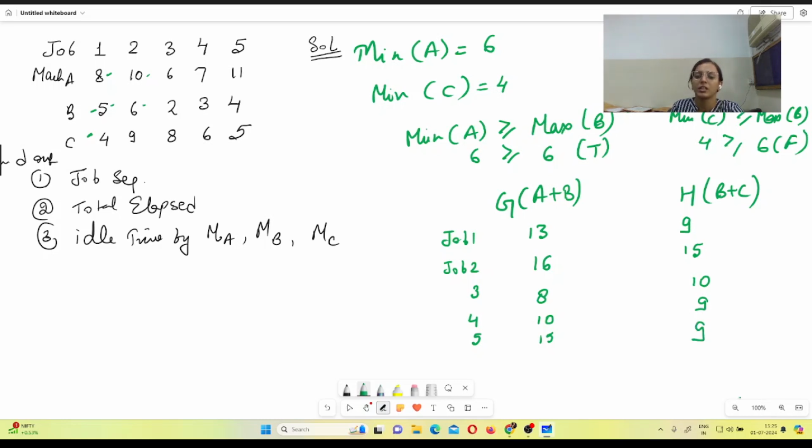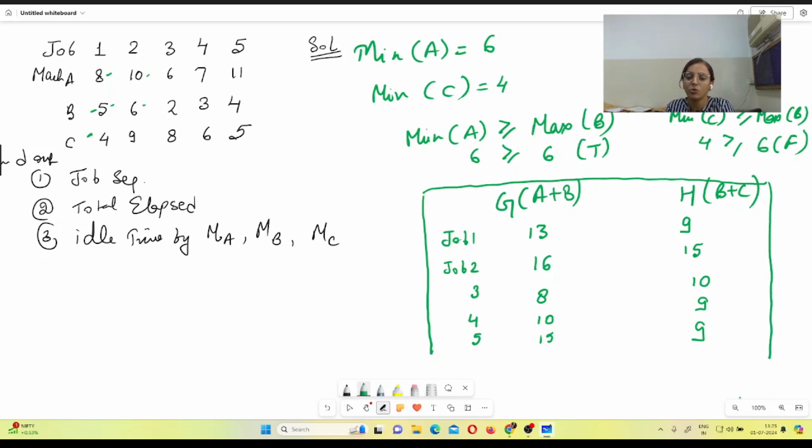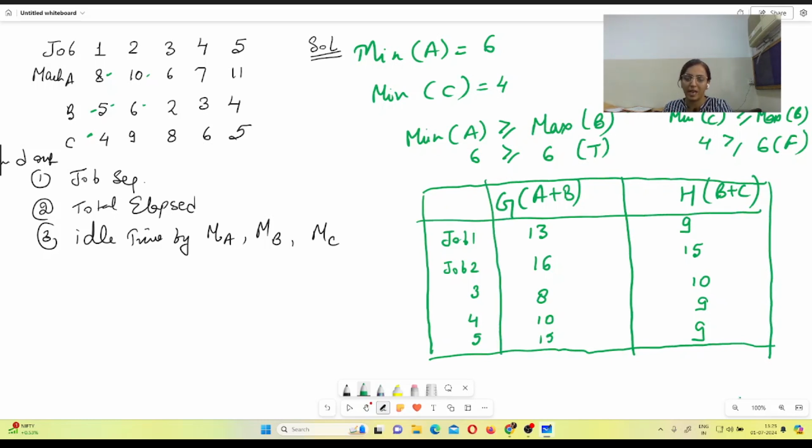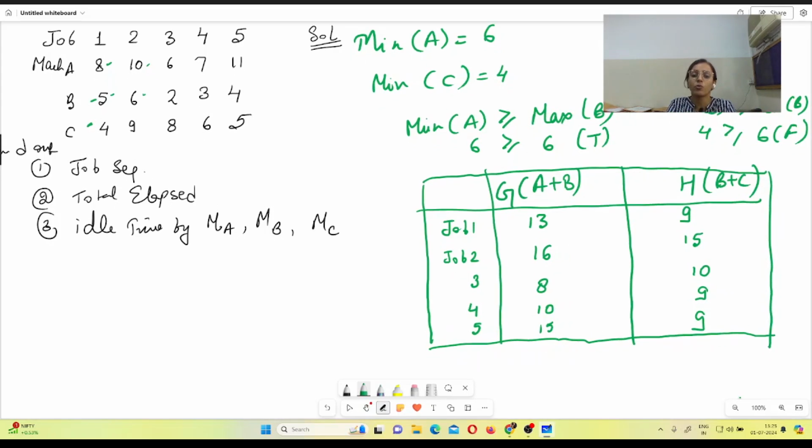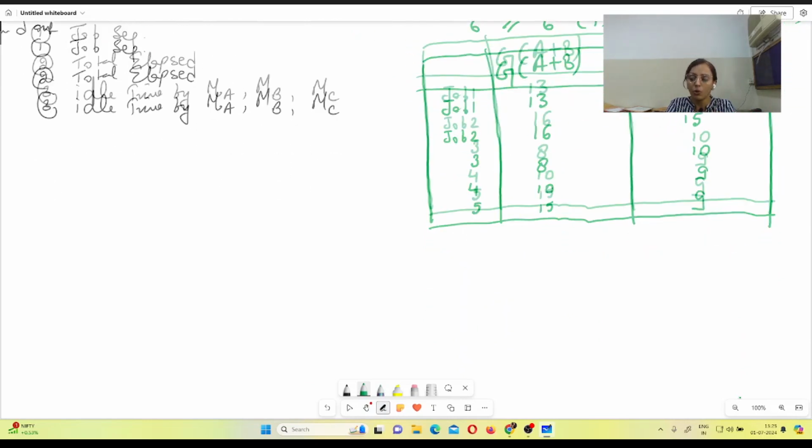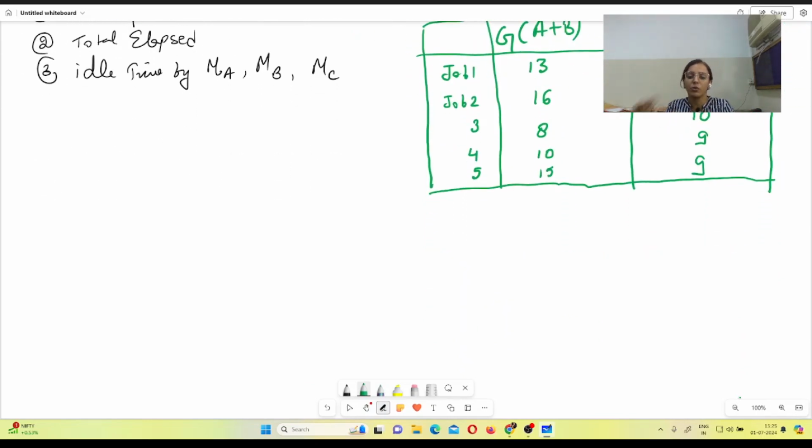Alright. So we have converted our work from three machines into a two machine fixture, that is G and H. And from G and H, now we apply the same process which we have applied earlier. What we have to do is find out the lowest one and give the job sequencing.